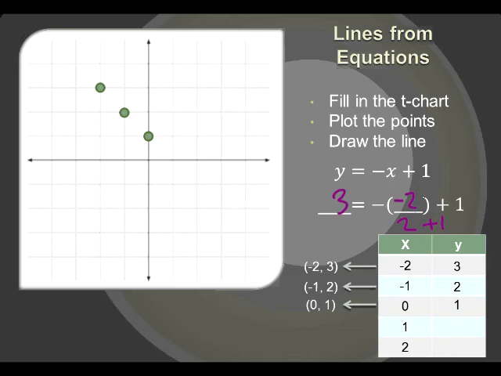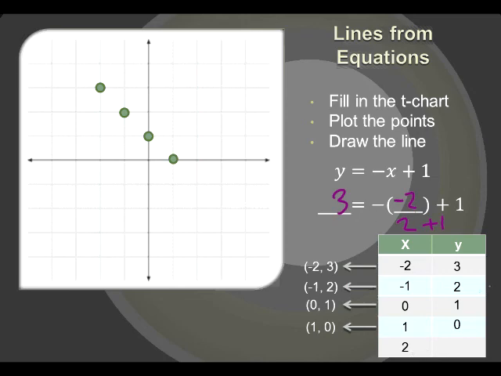Alright, now plug in 1. Opposite of positive 1 is negative 1. Plus 1 is 0. So this says you have a point at 1 comma 0. From the origin you go over 1 and up 0. Gives you your point. Notice our points are starting to follow on the same line. That's what we want. And the last one, let's plug in 2.